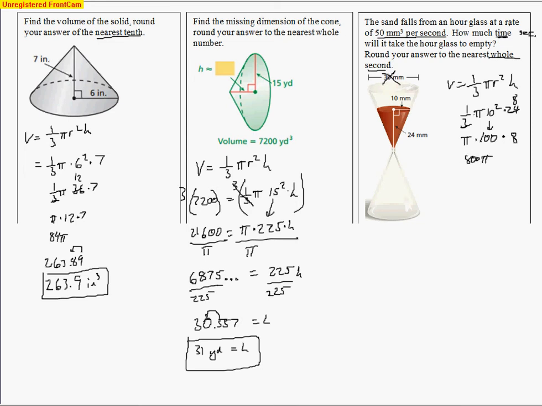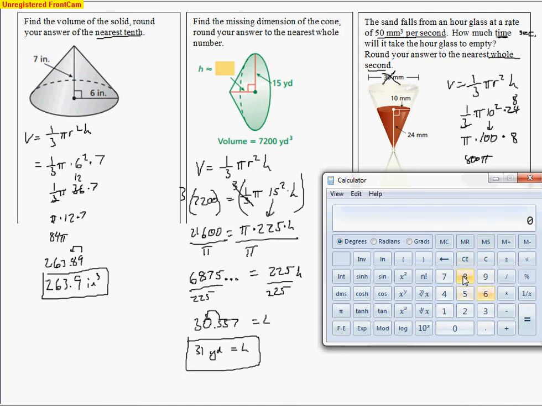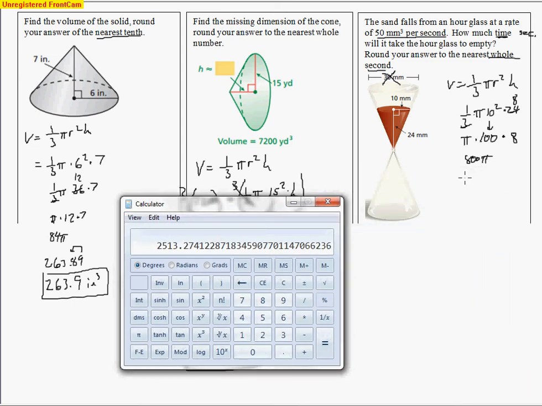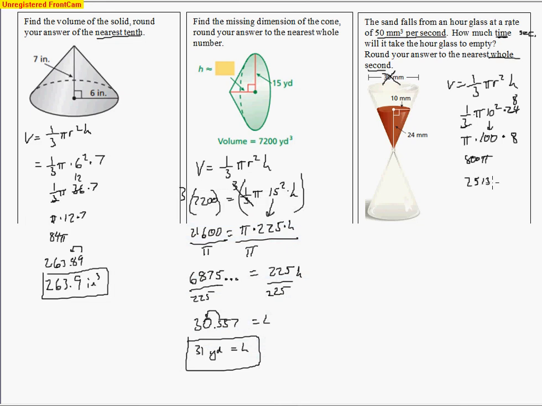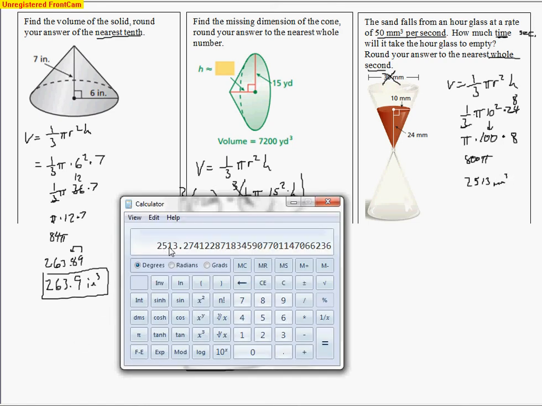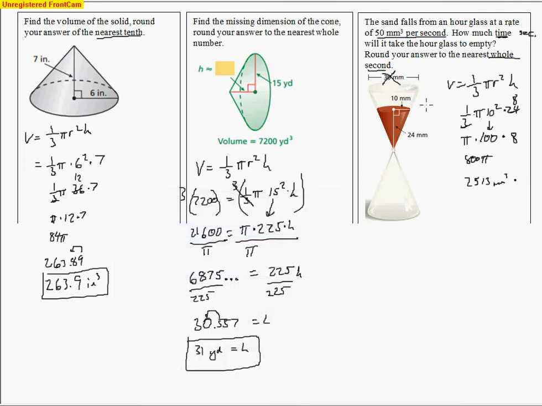And so I'll go ahead and multiply that now. So 800 times, and I'll use the pi button, gives me this number, 2,513. These are cubic millimeters. Now I'm going to take that number, 2513.27 and so on, and multiply it by the rate. And the rate is, and this is per second, 1 second is equivalent to 50 cubic millimeters.